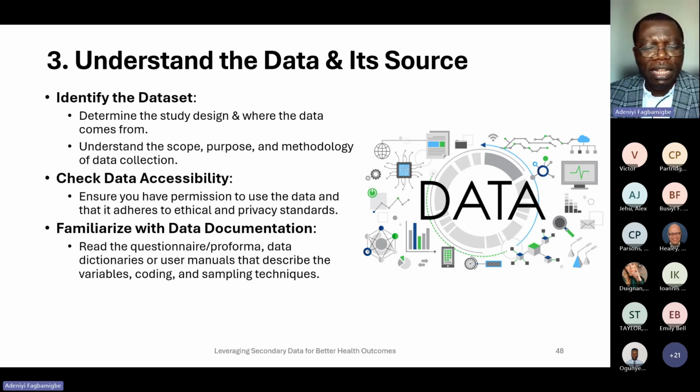And of course, you need to get familiar with the documentation on the data. For example, you cannot just go and analyze the data without looking at the questionnaires, the forms, the proformas that were used. How about the data dictionaries and user manuals that describe the variable coding and the sampling techniques that were used for the data? Because you will need all of these when you are reporting. You need to get them done.